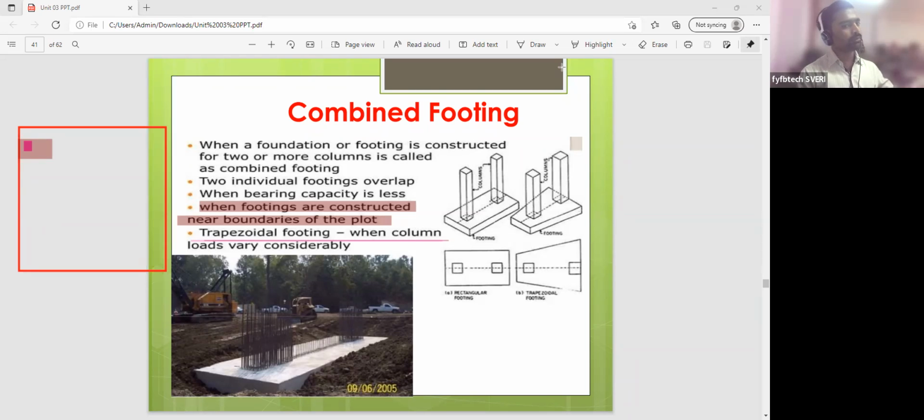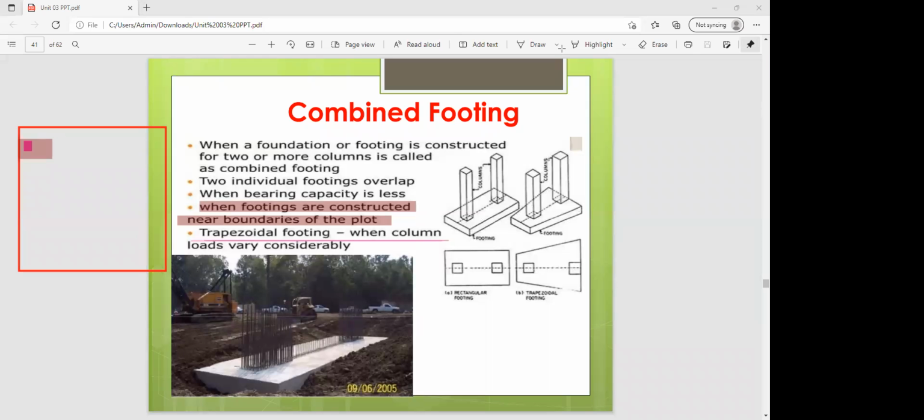And you provide the same rectangular footing when both the columns are carrying almost the same load, not exactly 100%. If one is 1000, the other need not be exactly 1000. If it is 1000 and 900 or 950, a 10% difference is also fine. In that case we can provide a rectangular footing. Have you written this one? Is it understood?